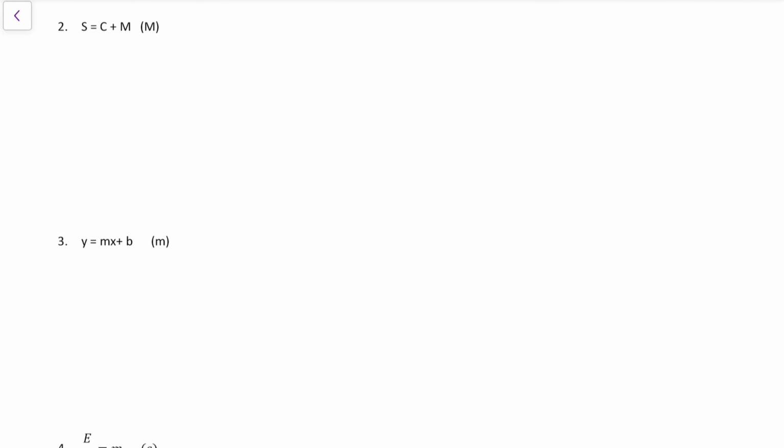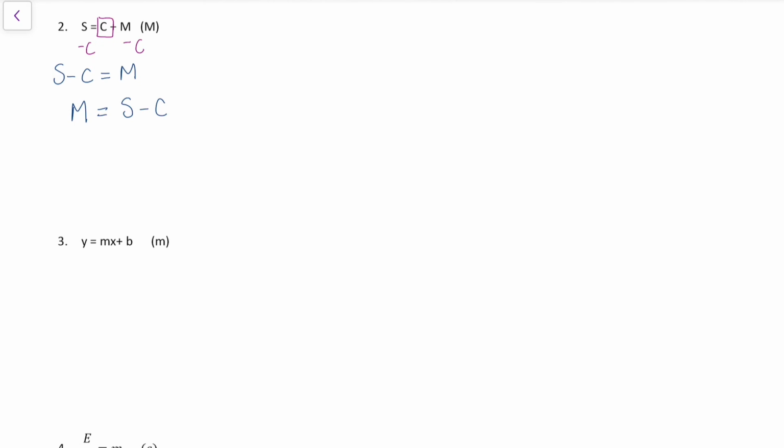Okay, so if I look at question number 2, what is stopping the m from being by itself? It's this c. This plus c is stopping it from being by itself. So to get rid of a positive c, we're going to subtract c. And so I end up with s minus c equals m. Again, if we want, we can flip them around so it has the m on the left-hand side, and m equals s minus c.